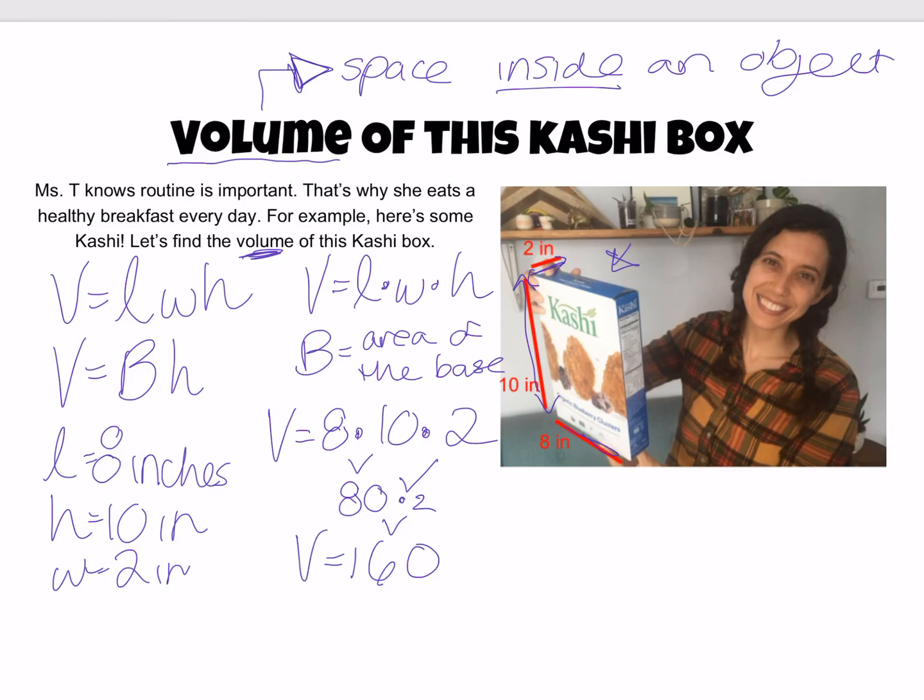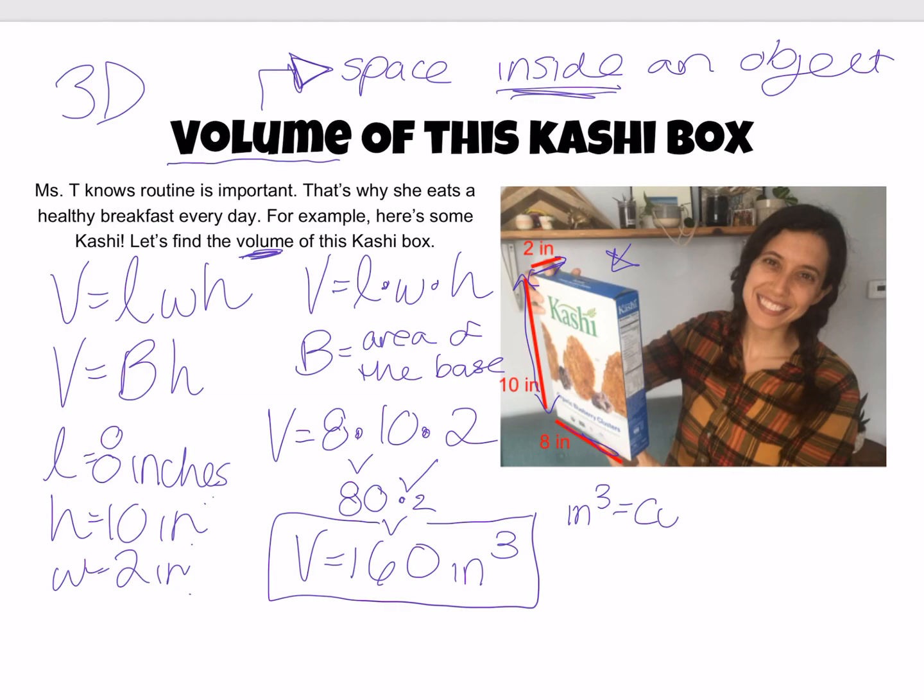But my answer isn't correct yet, because of course you know that we're going to say 160 what? What are your units? Because we're multiplying inches by inches by inches, we're talking about a three-dimensional object, right? Space inside. So we're actually talking about cubic inches. And the way that that's written is inches to the third power. And I'm just going to make a note that inches to the third power, that's cubic inches.